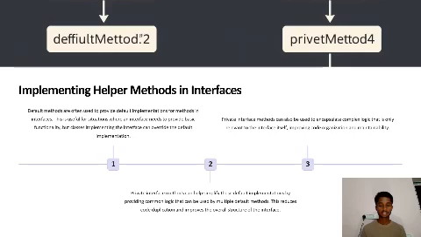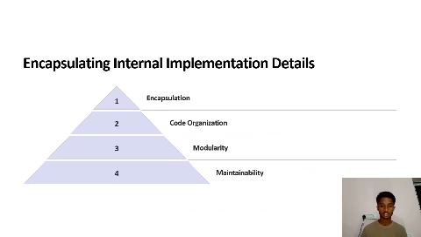Private interface method can also be used to encapsulate complex logic that is only relevant to the interface itself, providing code organization and maintainability. Private interface methods can help simplify the default implementation by providing common logic that can be used by multiple default methods. This reduces code duplication and improves the overall structure of interface. Encapsulating internal implementation details: first, encapsulation; second, code organization; third, modularity; fourth, maintainability.